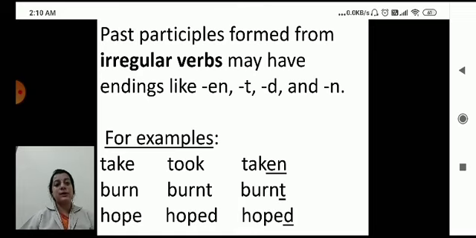Here we have the base forms of verbs: take, burn, hope, right? So you can see how they change: take, took, taken; burn, burnt, burnt; hope, hoped, hoped. Here you can see that the third forms, like taken, burnt and hoped, are past participles formed from irregular verbs. In taken we have added n, burnt ends in t, and hoped ends with d, right?